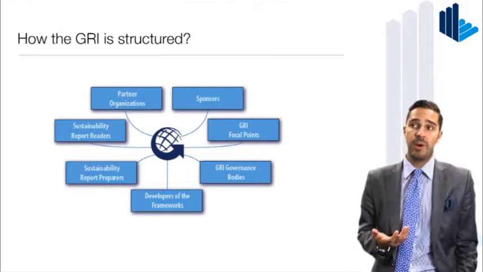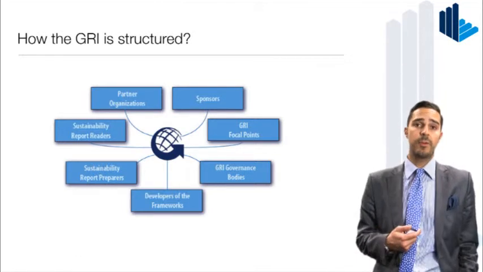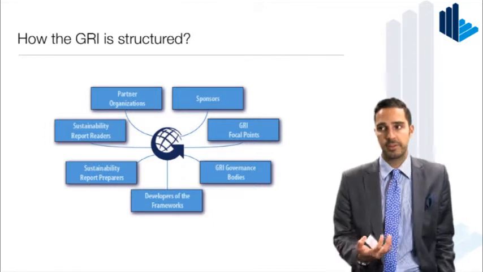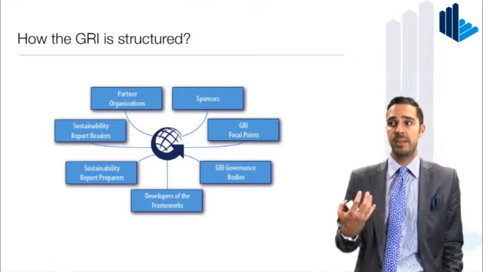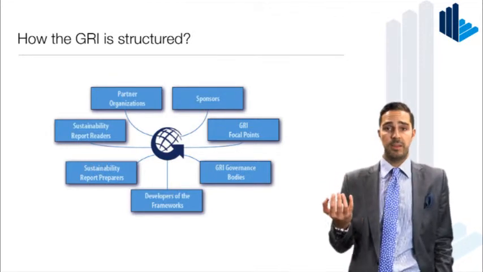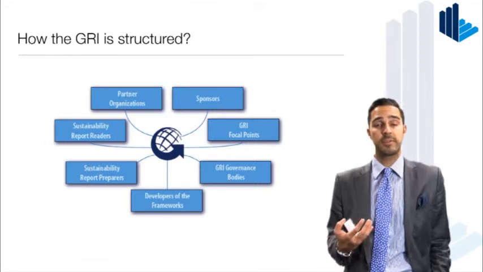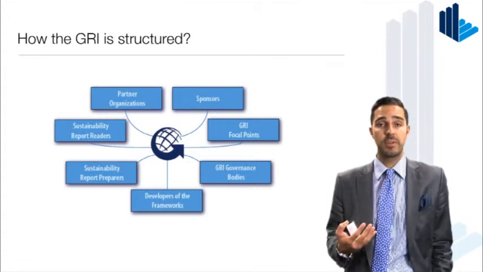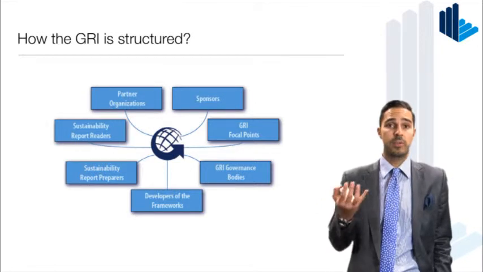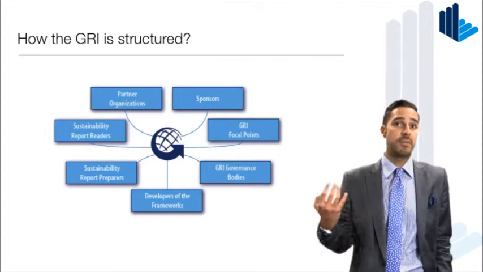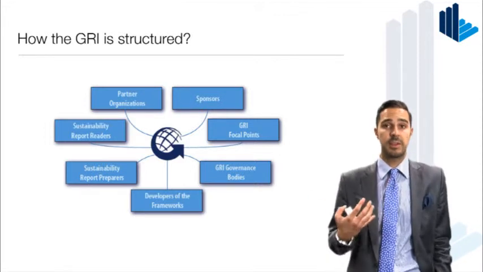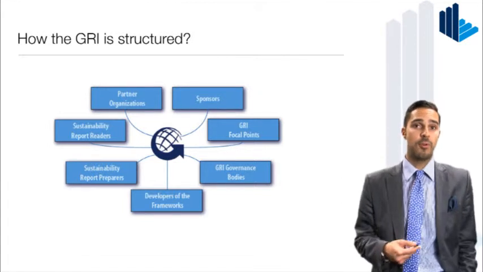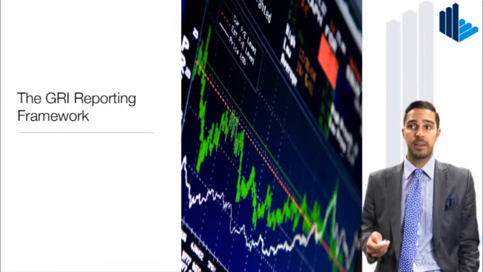How is the GRI structured? Basically, the Global Reporting Initiative is a body connecting different stakeholders of the sustainability discussion. So you have governance bodies, you have different developers of sustainability frameworks, you have corporates that prepare sustainability reports, you have stakeholders that read the sustainability reports, and you have a variety of organizations that are, together with the GRI, developing new principles and standards for sustainability measurement and reporting.